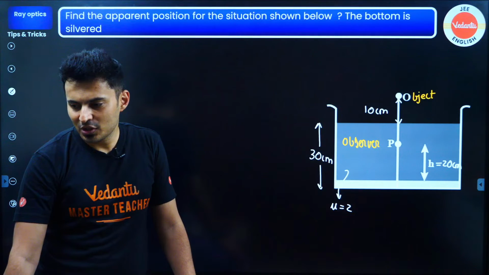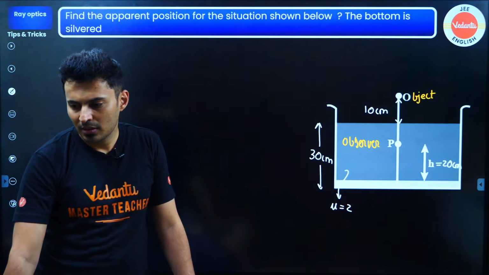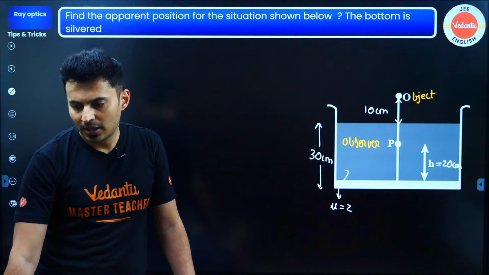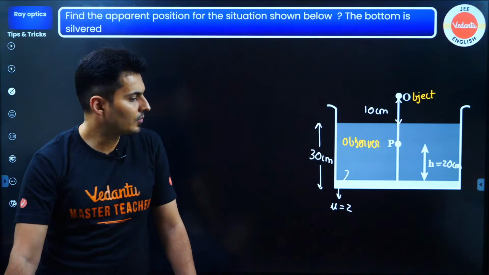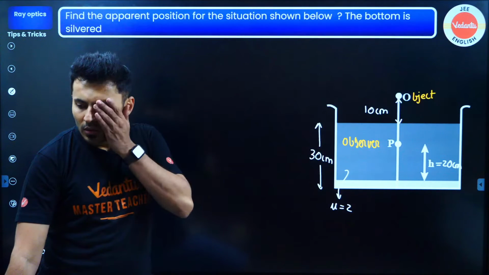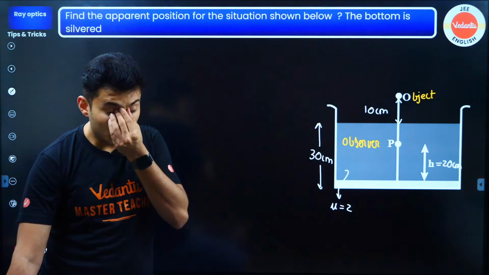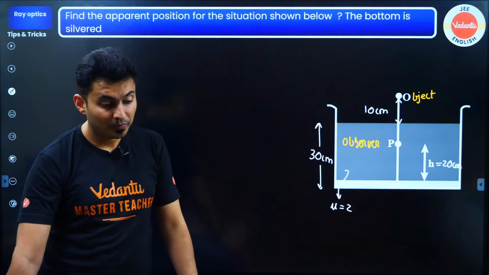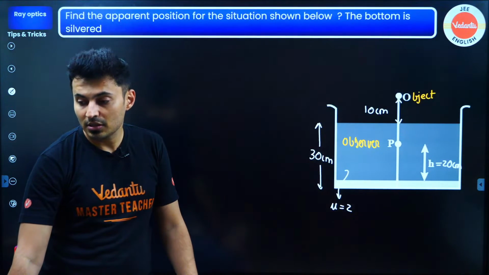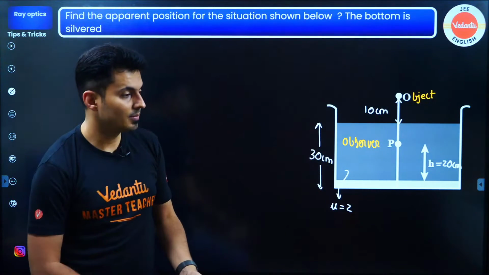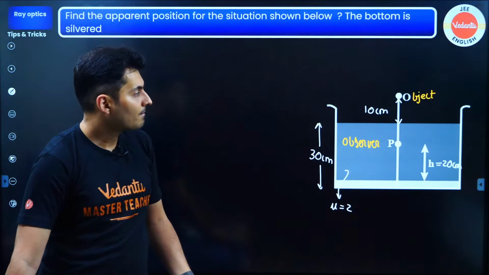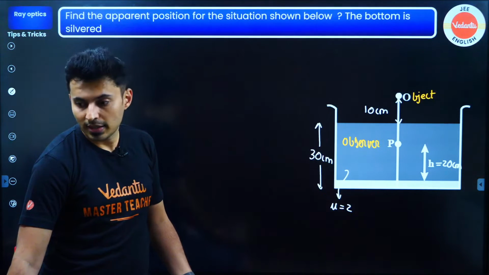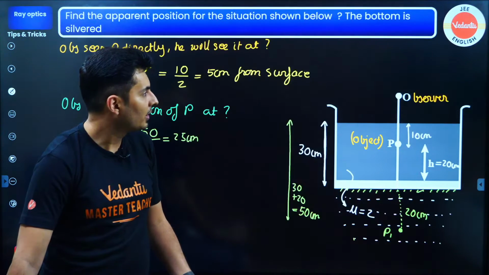Focal length of the mirror should be 0.1 meters. Oh, Naveen, thank you so much, bacha. Yes. Things will change. And I took it as 1 meter. I'm so sorry. Yep, you're right. Thank you so much for pointing it out.